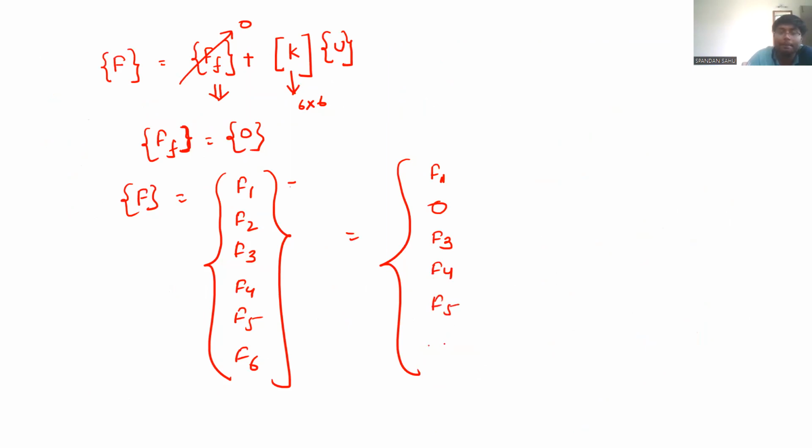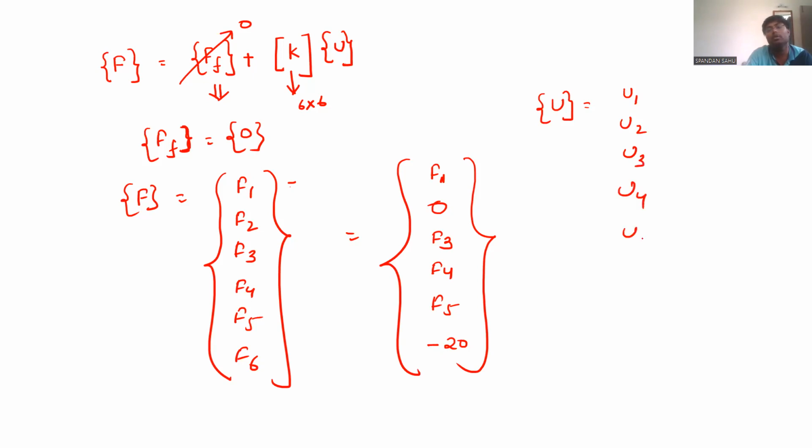F6 is unknown. Minus 20 kilonewton per meter. Now you tell me the U matrix. Those are displacements. That will be U1, U2, U3, U4, U5, U6. You can also write delta 1, delta 2, delta 3, delta 4, delta 5, delta 6.